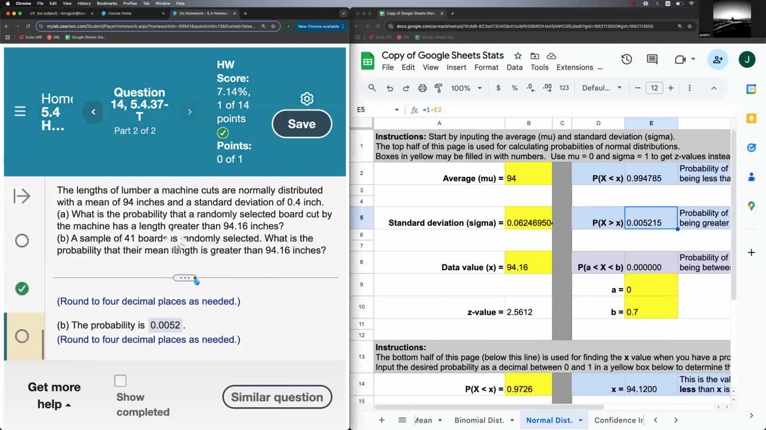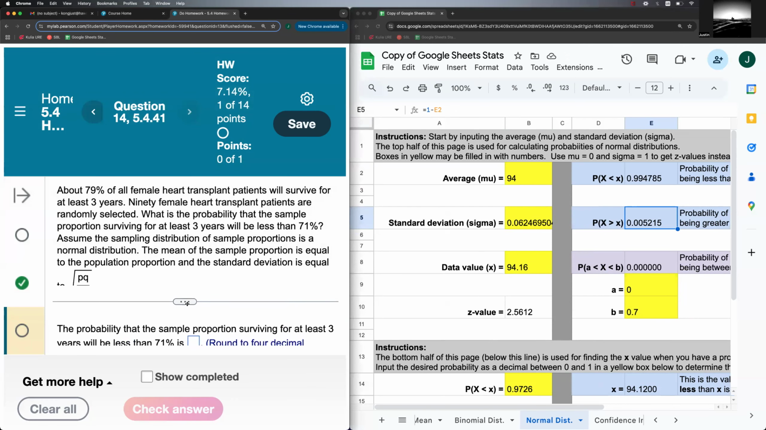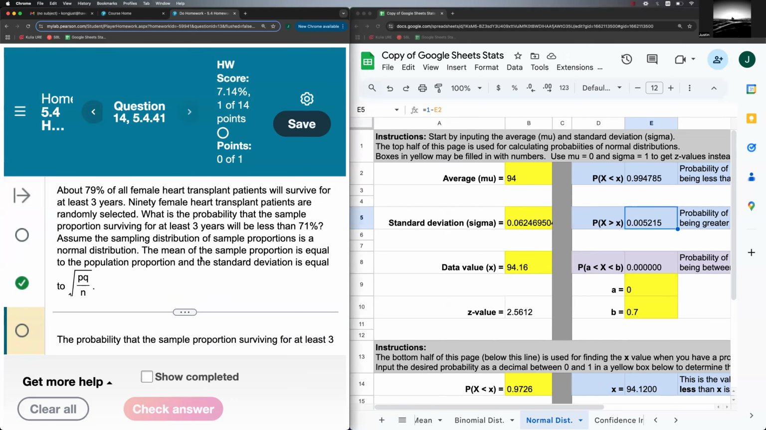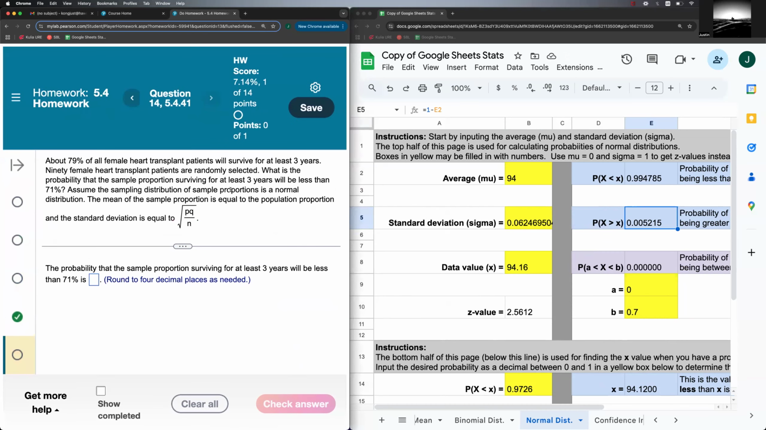Okay. And then the last question, 14. Let me zoom out a little bit. Okay, so it's about 79% of all female heart transplant patients survive at least 3 years. 90 female heart transplant patients are randomly selected. What is the probability that the sample proportion surviving for at least 3 years will be less than 71%? Assuming you have normal distribution, the mean is equal to the population proportion. The standard deviation is equal to square root of PQ over N.